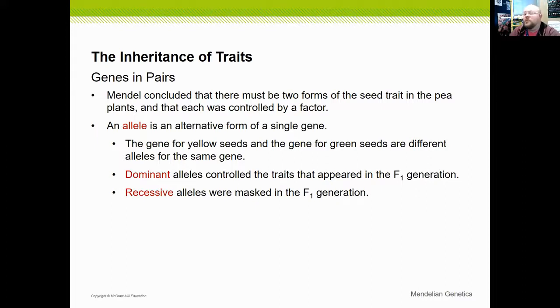Now, alleles can either be what's called dominant or recessive. Dominant alleles control the traits that do appear in the F1 generation.